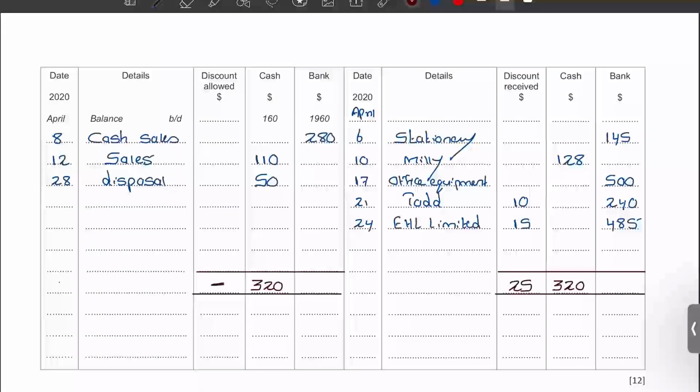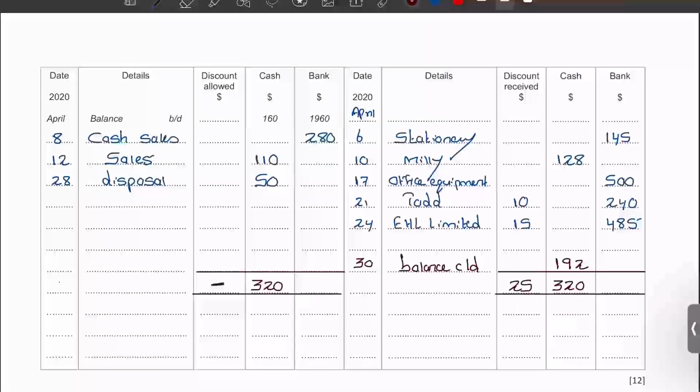So on the credit side, there is a shortage. 320 minus 128 is 192. From the total, you remove the 128. It will be 192. April 30th, balance CD 192.